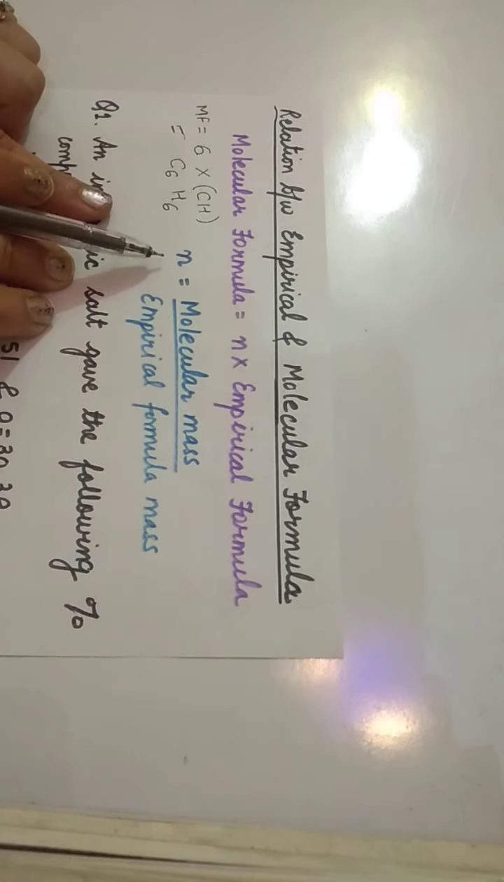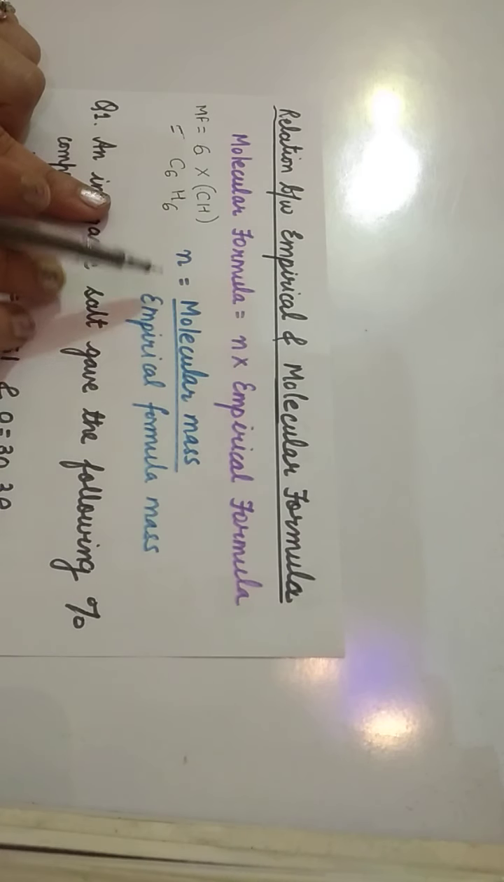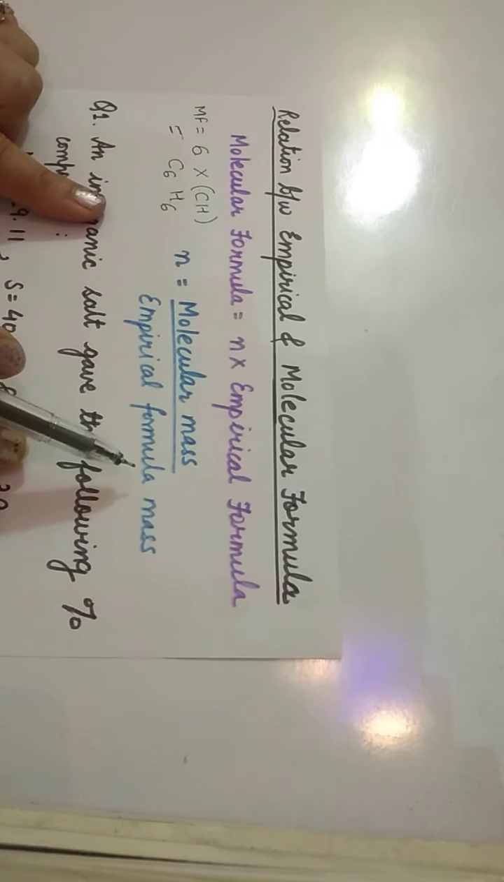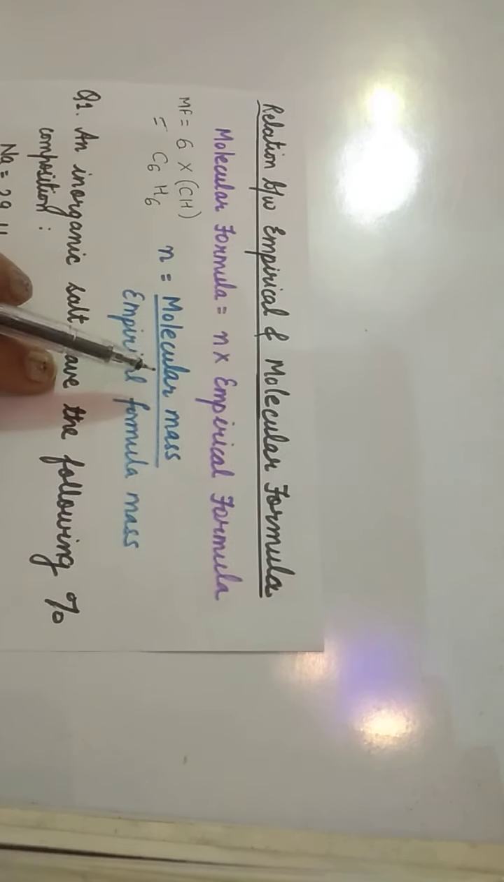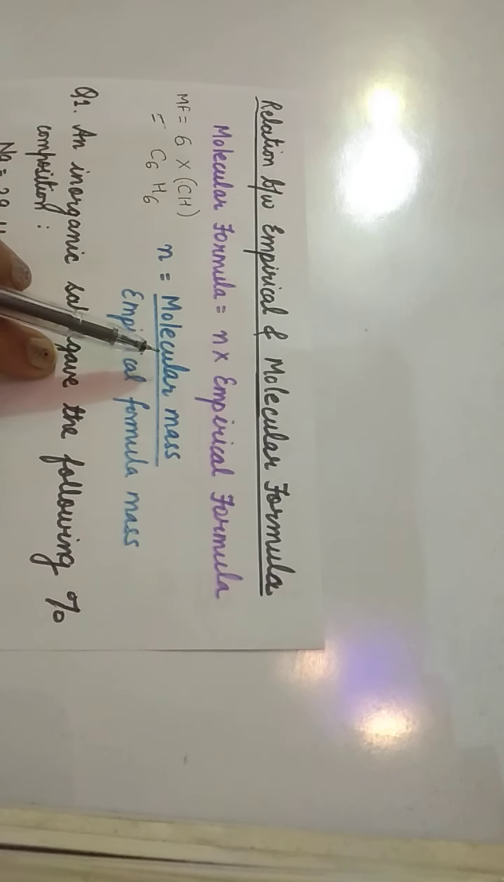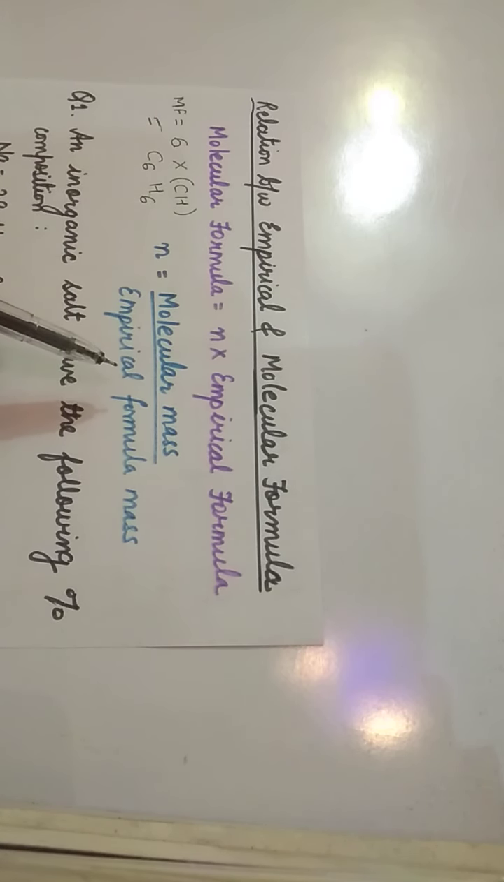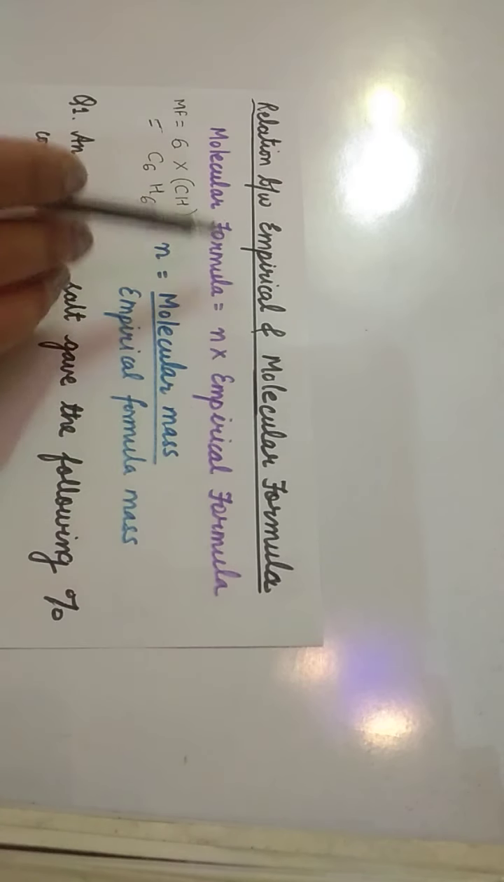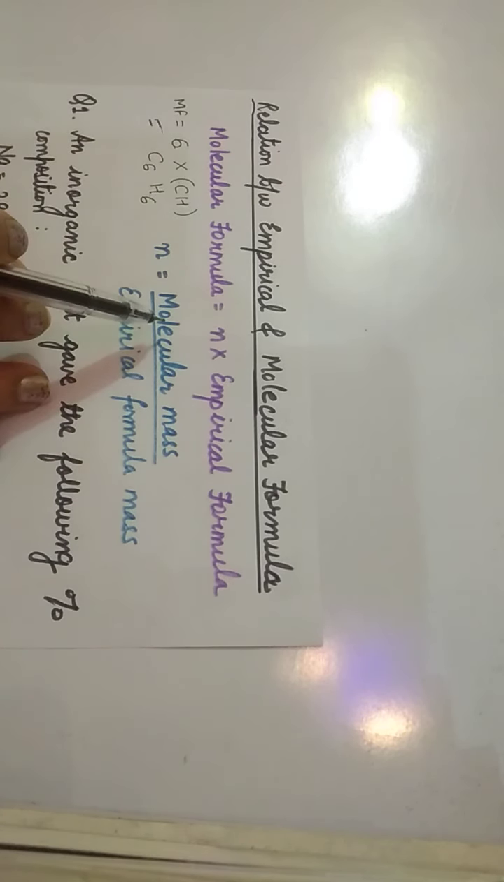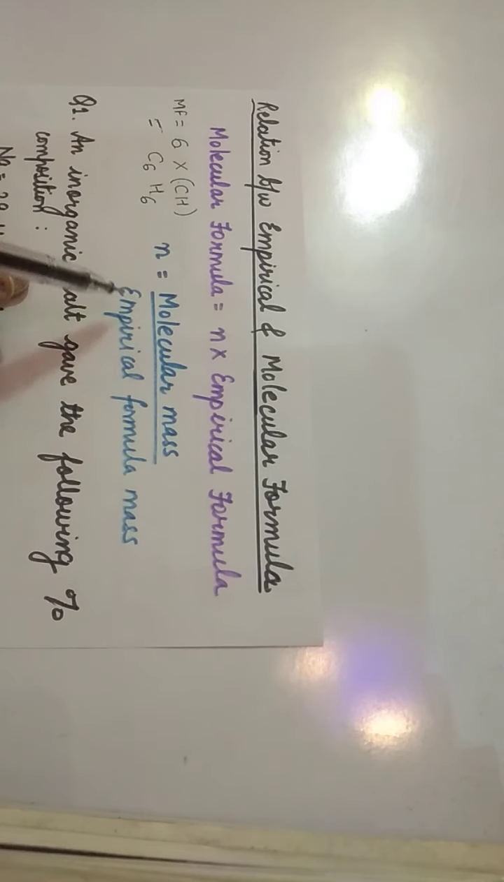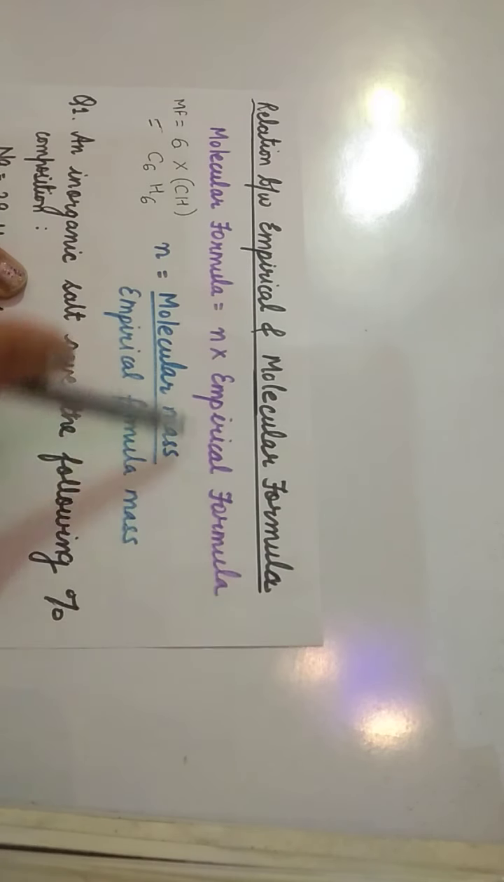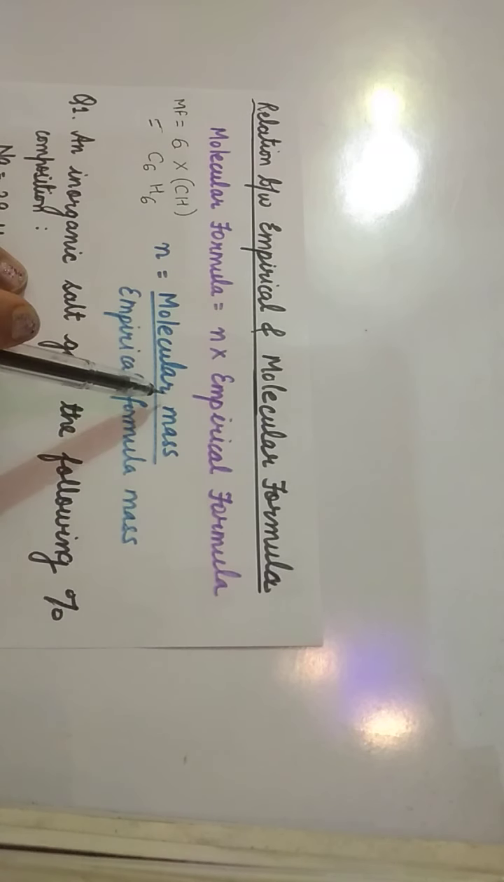Now, how do we find out the value of n? N is molecular mass upon empirical formula mass. N is equal to what, children? Molecular mass upon the empirical formula mass. Generally, if in the question molecular formula is asked, then they will give you the molecular mass. What you will do? You will find out the empirical formula, then you will find out the empirical formula mass, and in the question only molecular mass will be given.